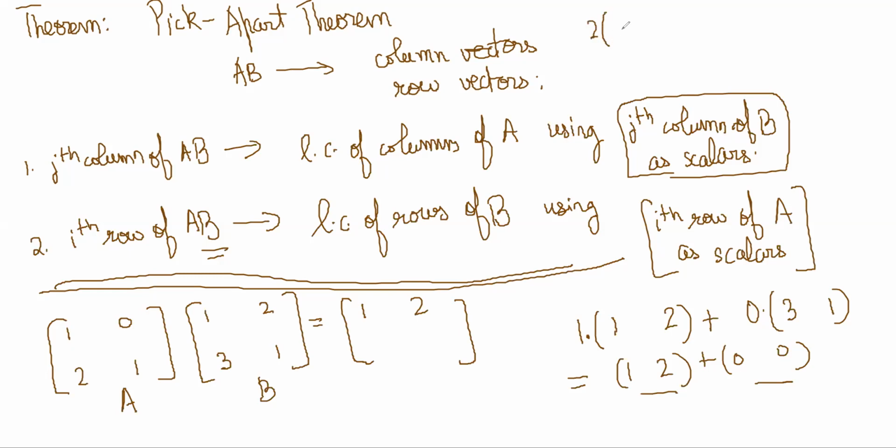And if I do the second one, the second row of A will give me the scalars. So 2 into 1, 2 plus 1 into 3, 1. So that will become 2, 4 plus 3, 1. That will be 5, 5.